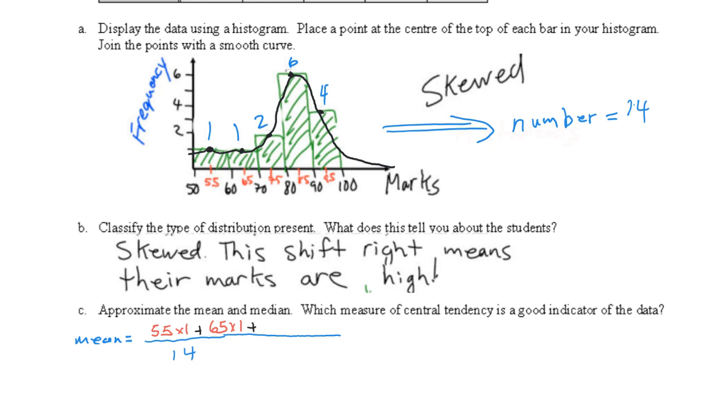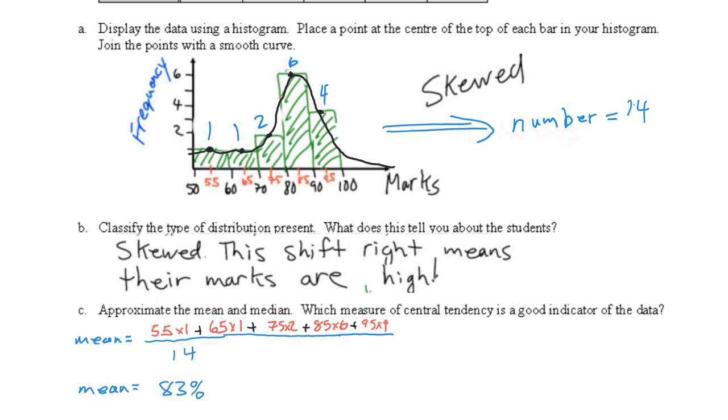And we do the same again, plus all of that. So it's like you're taking the midpoint of each column and multiplying by the frequency of each column, and then dividing by the total number of people in the group. And you end up with the following answer. And you find that the mean is 85%.